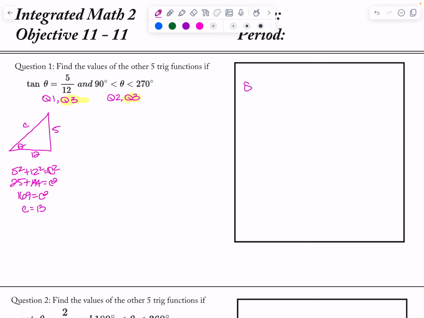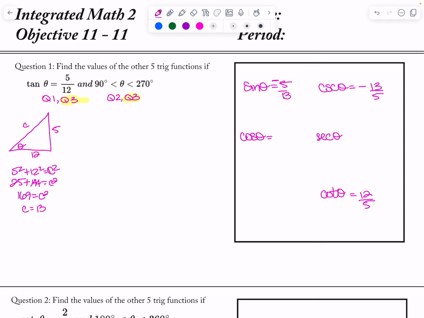So I want sine of theta, I want cosecant of theta, I want cosine of theta, I want secant of theta, and then I want cotangent of theta. Okay, so cotangent is going to be 12 over 5. That's easy. Sine will be opposite over hypotenuse, so that's 5 over 13, and it's going to be a negative. Cosecant is going to be a negative also. That's going to be 13 over, not 15, 13 over 5.